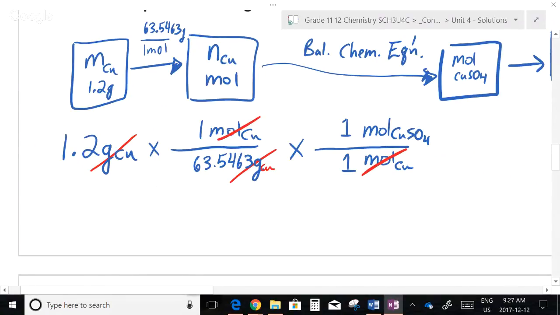Now, one way to approach this is just stop now. Just get this answer. Figure out how many moles you have. If we do that, what do we figure out? What do we get for this number? Has anyone done it?